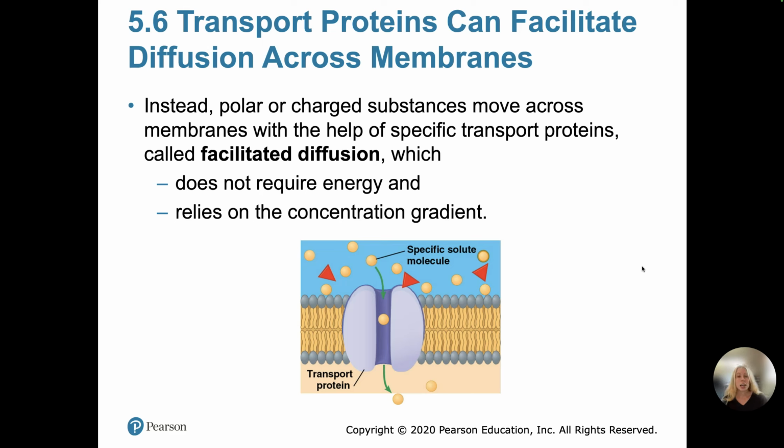Facilitated diffusion is a type of diffusion, so it does not require energy, and it still relies on the concentration gradient. So molecules are diffusing from high concentration to low concentration. The only difference is that they are diffusing through a transport protein. Transport proteins are always specific for their specific solute molecule. So this transport protein here is only going to allow the yellow circle solute molecule to pass through. The red triangles will not be able to pass through this transport protein.